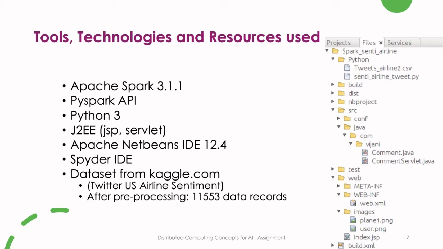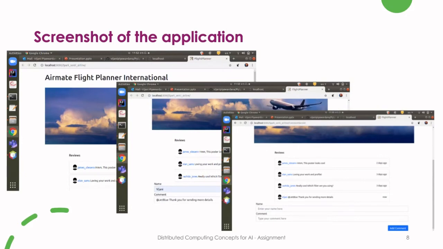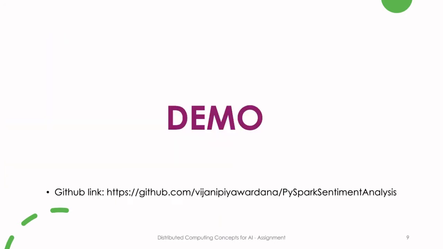After pre-processing, I have 11,500 data records. On the right side you can see the structure of my project, the folder structure of my project. These are some of the screenshots in my web application. Now let's see the demo. You can access my source code in this GitHub link.